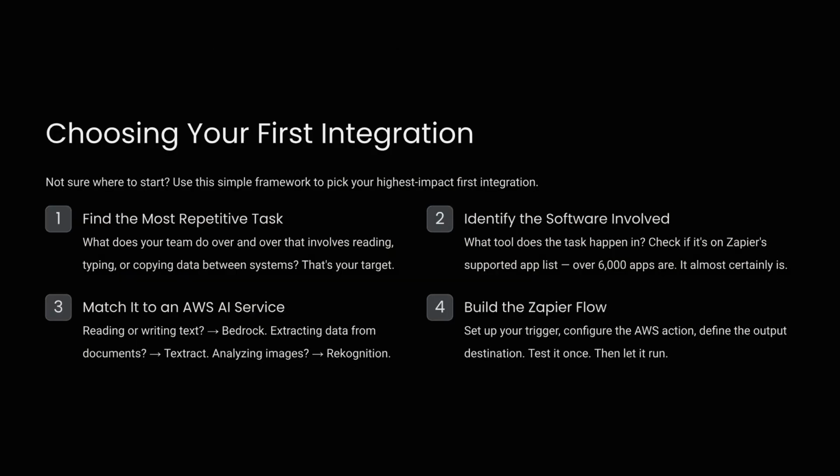If you're unsure where to begin, use this simple framework. First, find your most repetitive task. Second, identify the software involved. Third, match it to the right AWS AI service. Finally, build the Zapier flow.